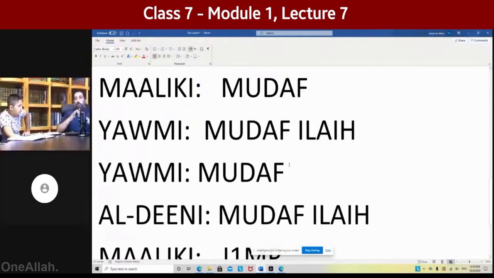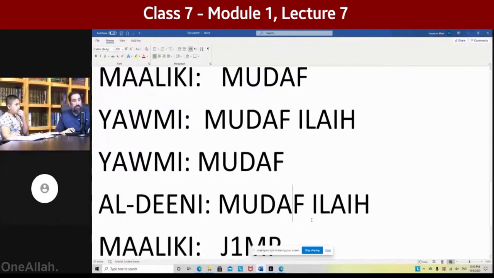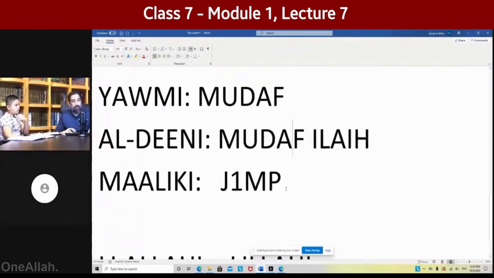By the way, when you translate, what goes between a mudaf and a mudaf ilayh? Owner of the day of judgment. That's why there's "of". The owner of the day of judgment. What are the four properties of maliki? Jar, one, masculine, proper.